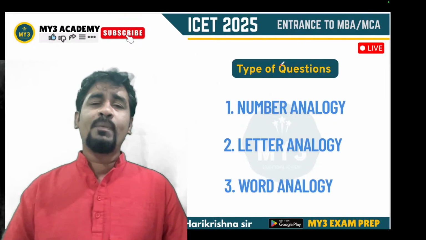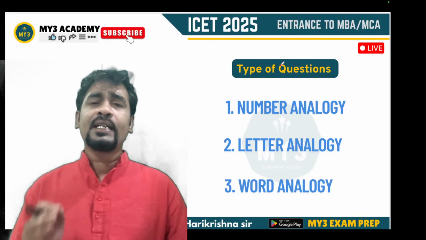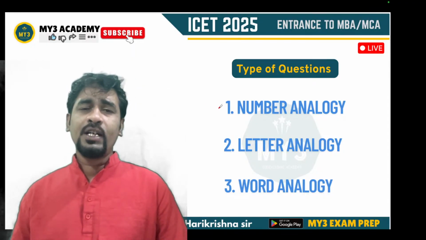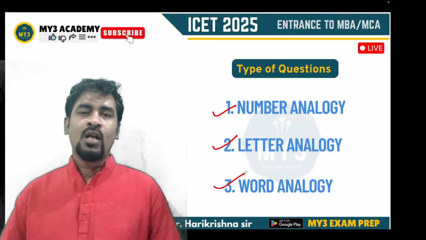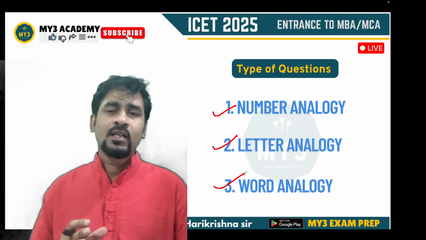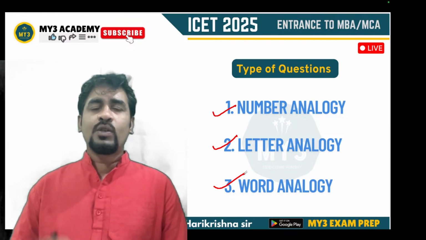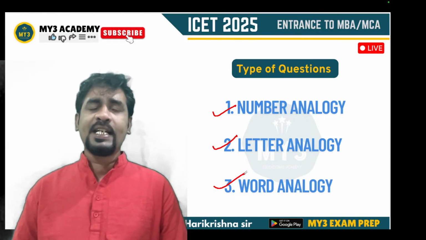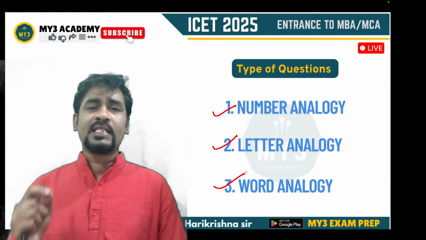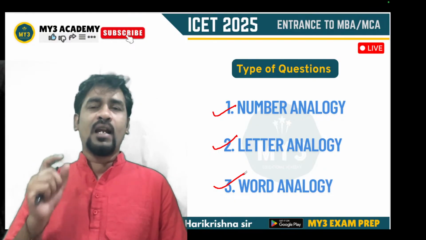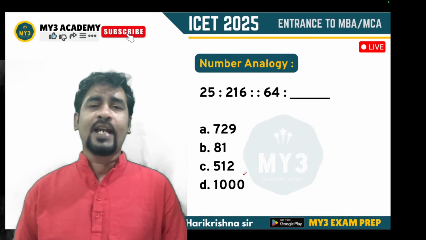So what type of questions will you be seeing in analogy? Analogy is basically going to have three types of questions. The first type is number analogy, the next is letter analogy, and the next is word analogy. You will get questions related to numbers, letters, and words. These are the three important types of questions you can see in the examination. And mostly, the ones which are very important and have higher weightage from the examination point of view are number analogy and letter analogy. And how the analogy questions are given, let's understand here.